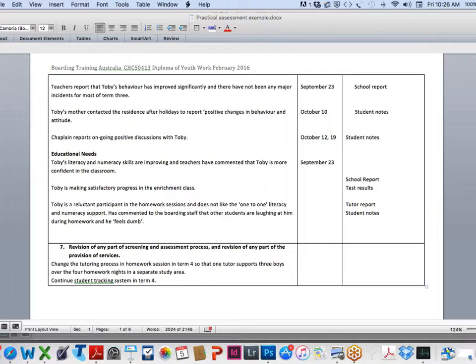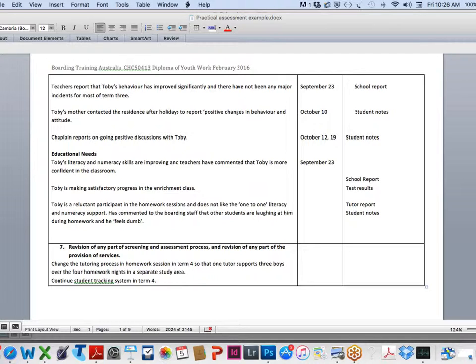And so what we did there was to change the tutoring process in the homework session in term 4, so that one tutor supports the 3 boys over 4 homework nights. So you haven't got that situation where he's one-to-one and he kind of felt, I guess almost like he was being targeted. So I'm going to get Jennifer to talk to you now about the next student.